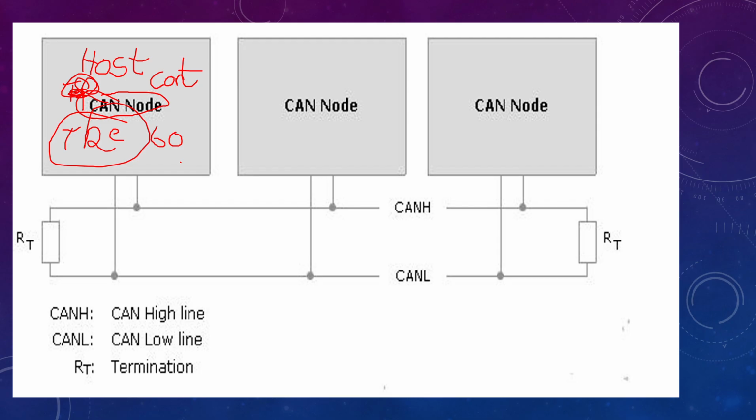So to match with each node, every node will have 60 ohms. To match this 60 ohms from the transceiver, we use a 120 ohm resistor at both ends. See here, I will give you a formula for that, how we match it.